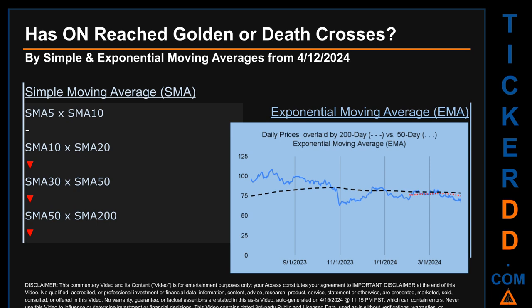For simple moving average, by comparing 50 to 200 days, we found a bearish death cross signal because the 50-day SMA crossed below the 200-day. Continuing with SMA, we looked across the 5 to 10, the 10 to 20, and the 30 to 50 day ranges to see if golden and death crosses had been reached. We found death cross signal for the 10 to 20, the 30 to 50. We could not find either golden cross or death cross signal for the 5 to 10.